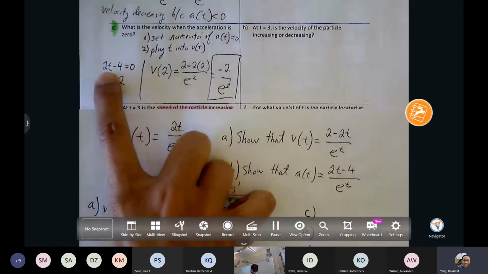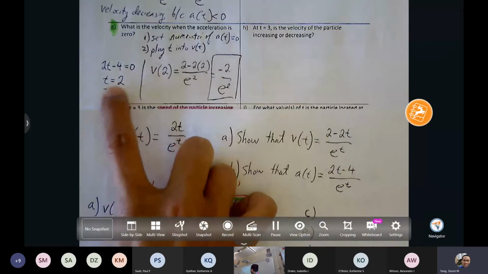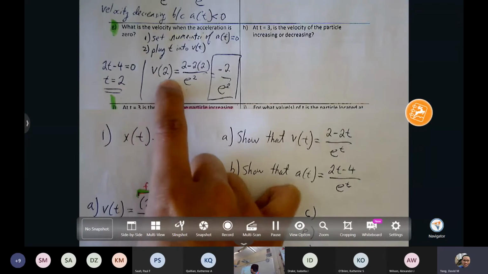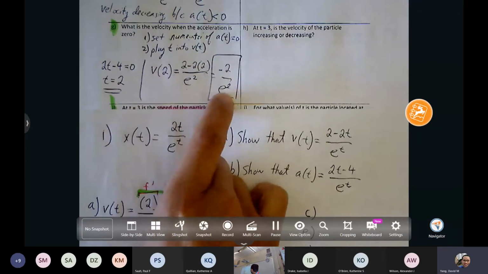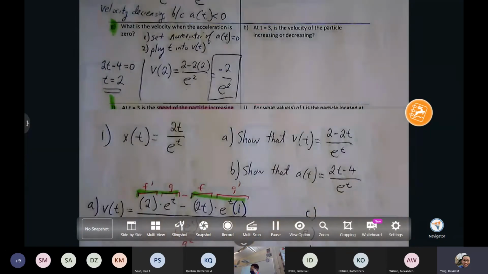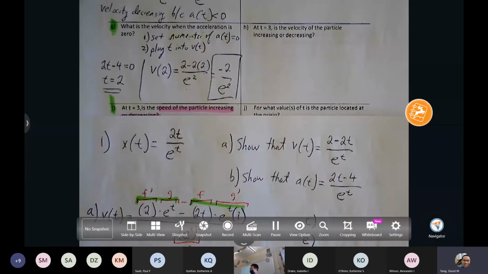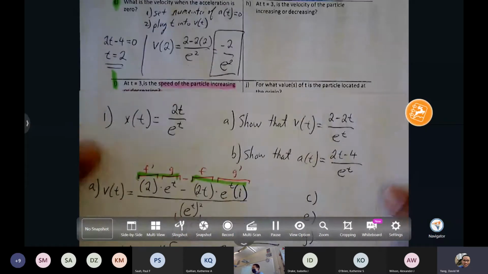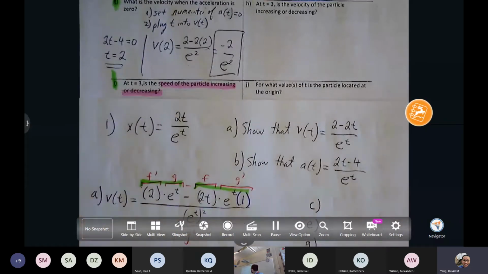So we take the numerator of acceleration, set equal to 0. We solve for t. Now we have this moment in time that we can use to help find the velocity. We get -2 over e squared. Okay. Any questions there?